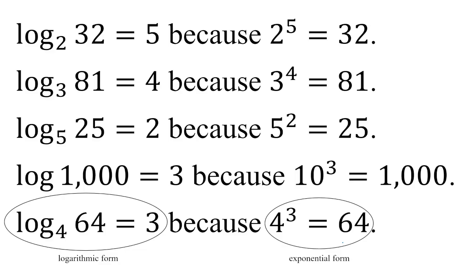The statement log base 4 of 64 equals 3 is the logarithmic form of the statement, whereas 4 to the 3rd power is 64 is the exponential form of that statement. So as you can see, statements can be written in two forms, and they're really inverses of each other. So now let's look at some more examples.